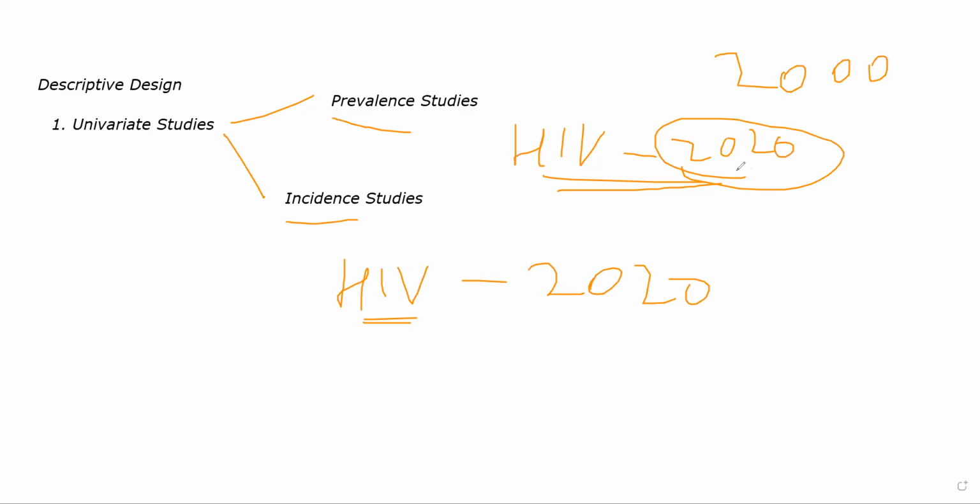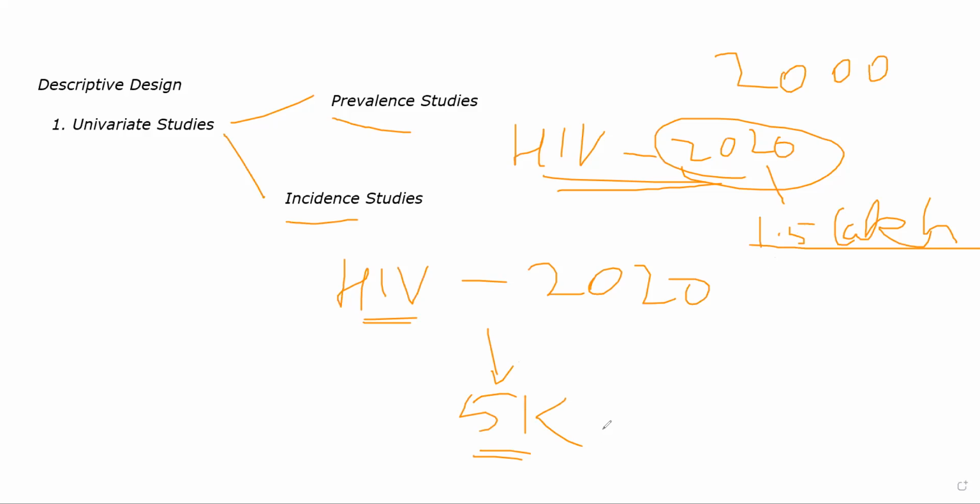Incidence will be how many new cases of HIV have come in 2020. Meaning, let's suppose the total prevalence of HIV by 2020 is about 1.5 lakhs in India. Example. There are 1.5 lakh people with HIV in 2020. How many new cases of HIV have come in 2020? That will be the incidence. Let's suppose this is around 5,000.